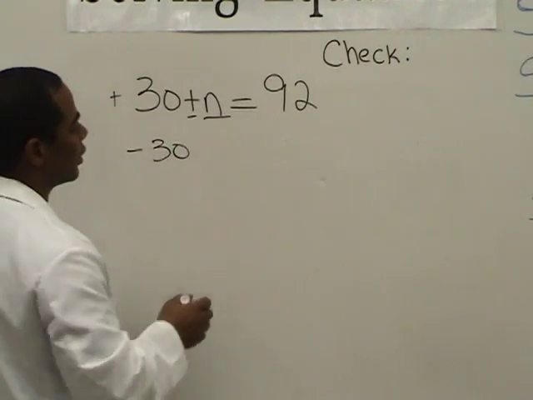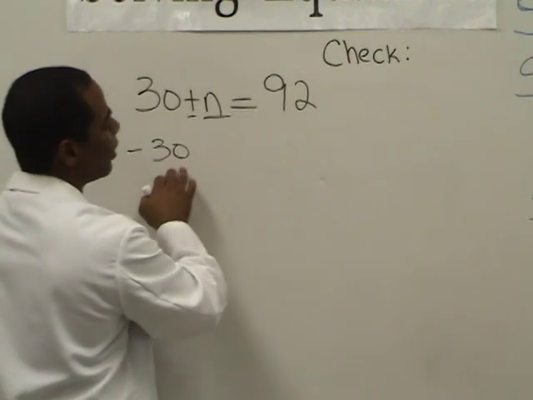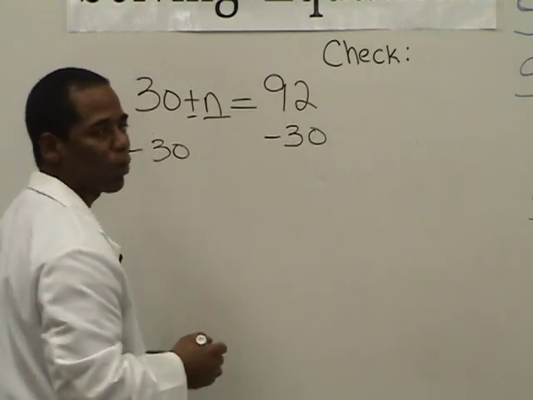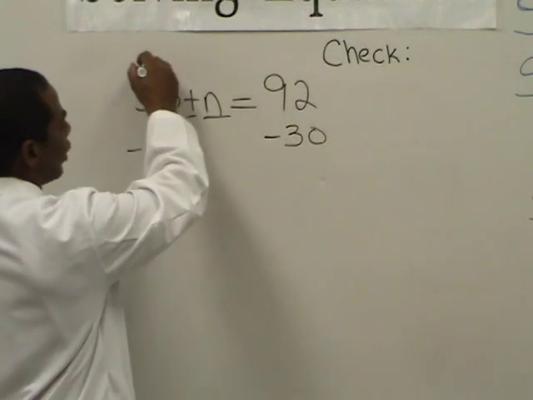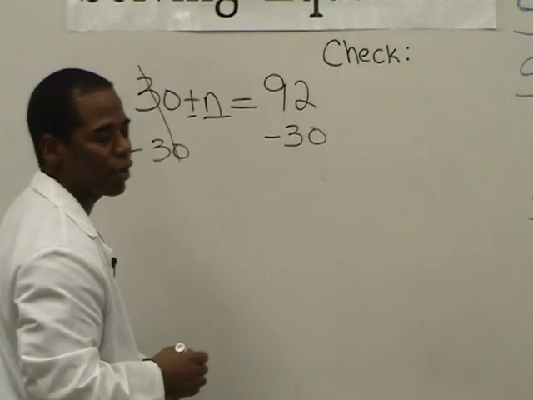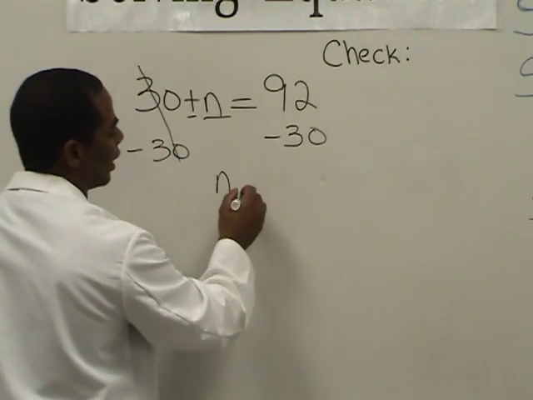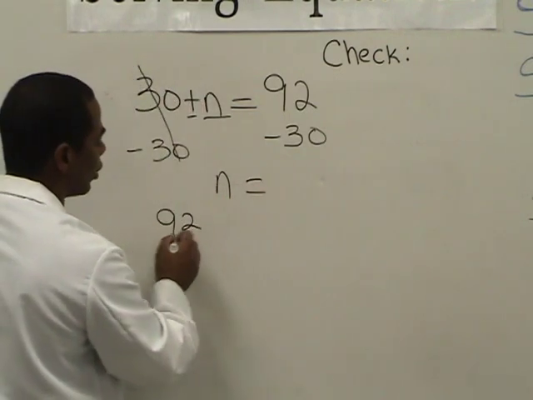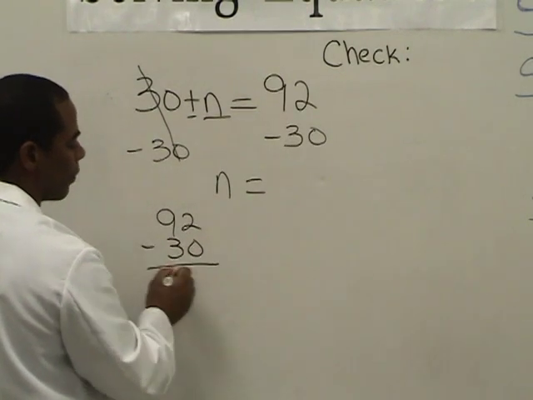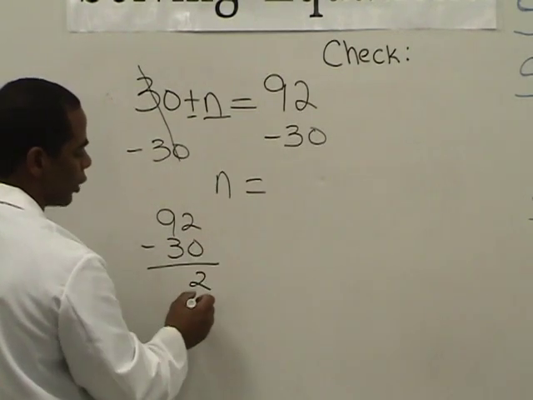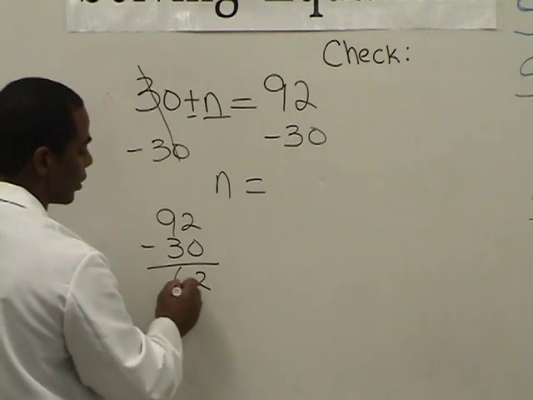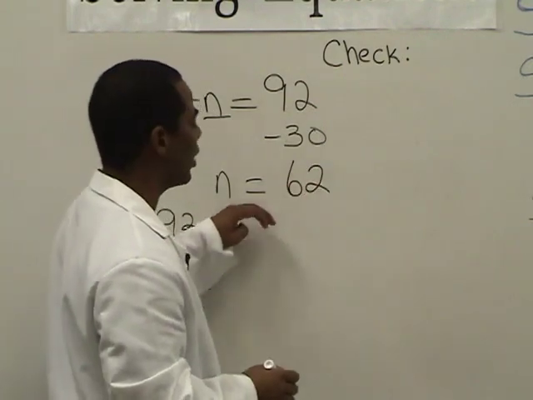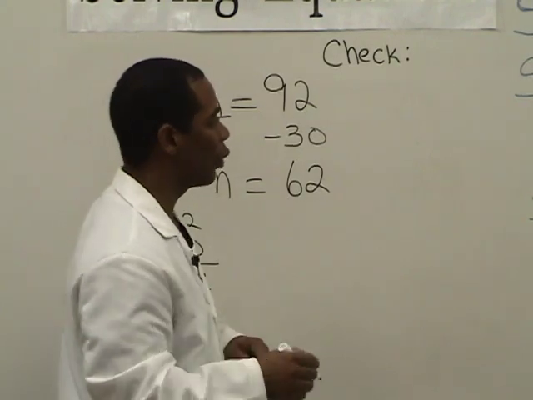30. And since we subtracted 30 from the left side of the equation, we must subtract 30 from the right side of the equation. The 30s will cancel out. 30 minus 30 is 0, which will just leave my n is equal to, and we can hit our scratch sheet of paper, 92 minus 30. 2 minus 0 is 2. 9 minus 3 is 6, so it's equal to 62. So we came up with n is equal to 62. So now we're going to quickly check that.